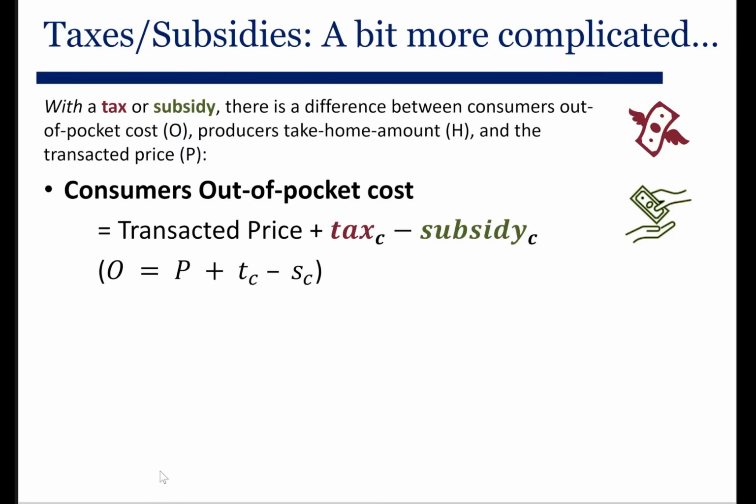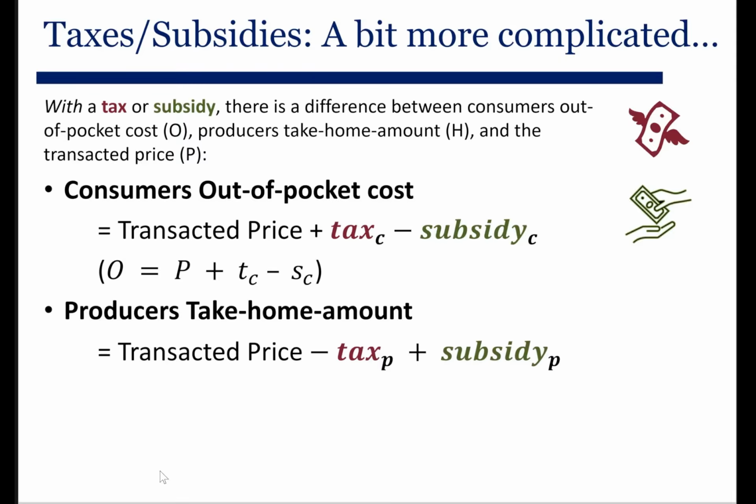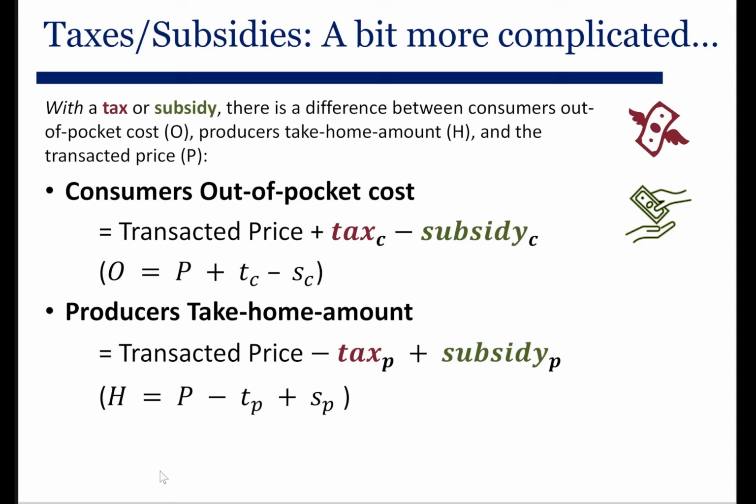For producers, their take-home amount is the transacted price, what they're getting from the consumer. If they have to pay the government any taxes, we take that out. If the government is giving them a subsidy, we add that in. You'll notice that a tax is positive for the consumer and negative for the producer. That's because we're considering this a cost, so cost is increasing, and this a benefit, so benefit is decreasing.